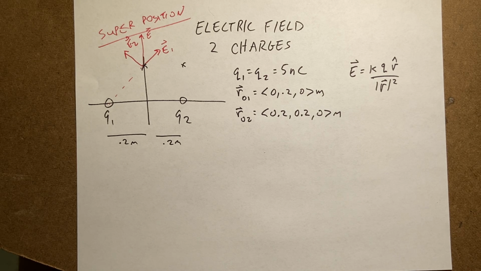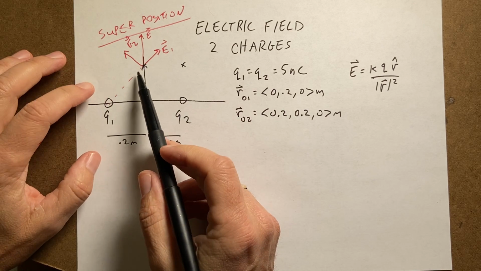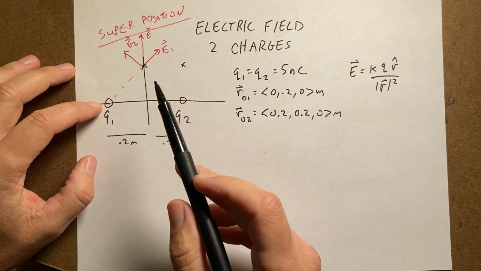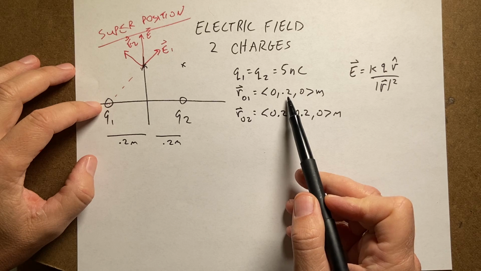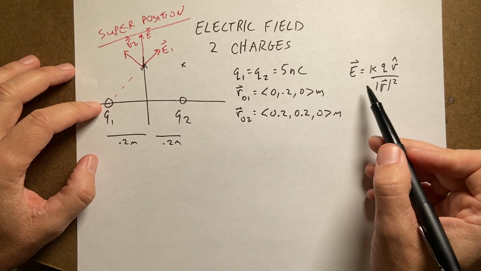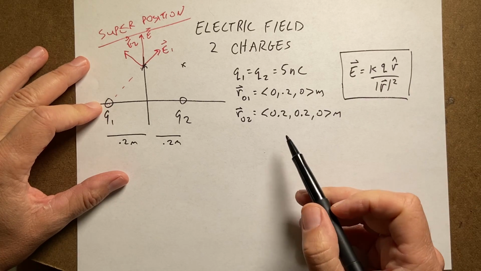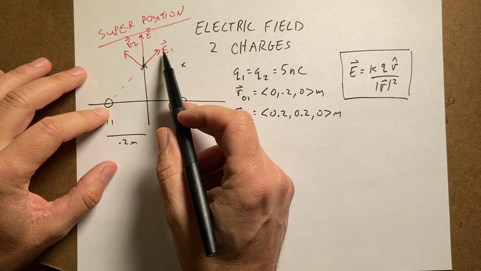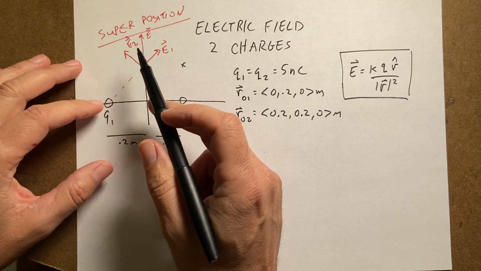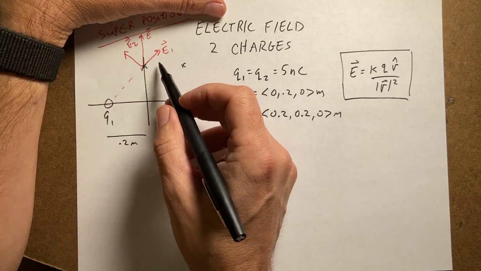Okay, so let's do this. I'm actually going to do this twice, for this point right here and this point right here. So I'm going to call this observation location 1, at 0.2 meters on the y-axis, and both charges are 5 nanocoulombs. And remember, this is how we calculate the electric field due to a single point charge. So I'm going to calculate E1, and E2. Actually, I'm not going to do it all the way because I'm lazy, but I'm going to set it up for you. So let's calculate E1.